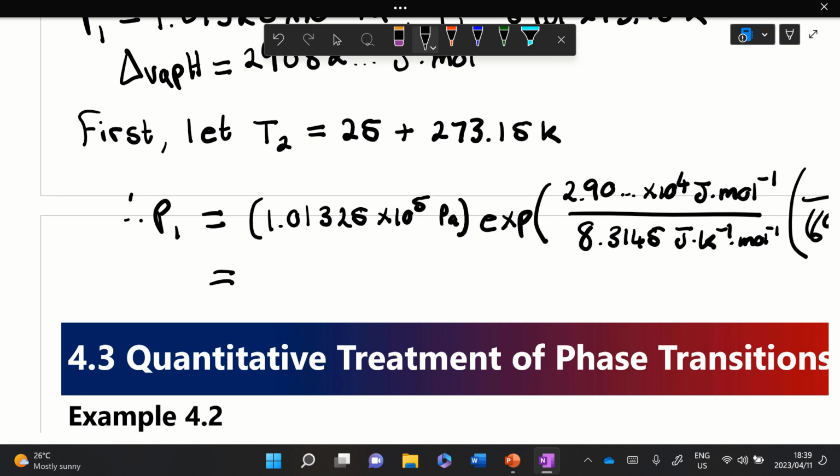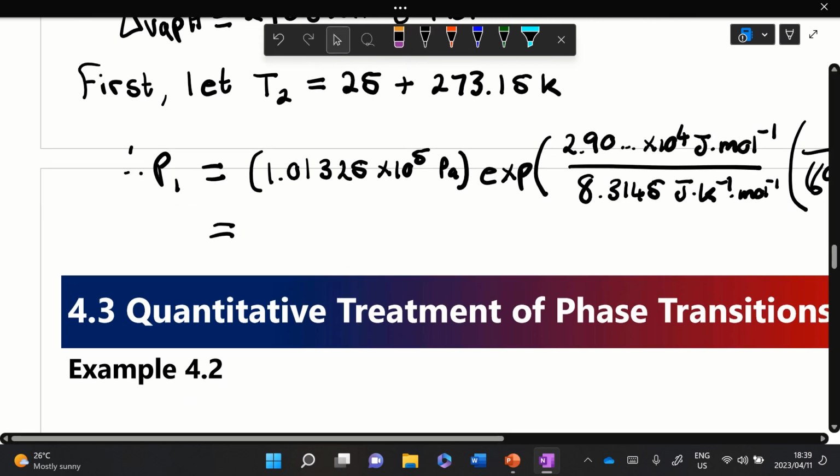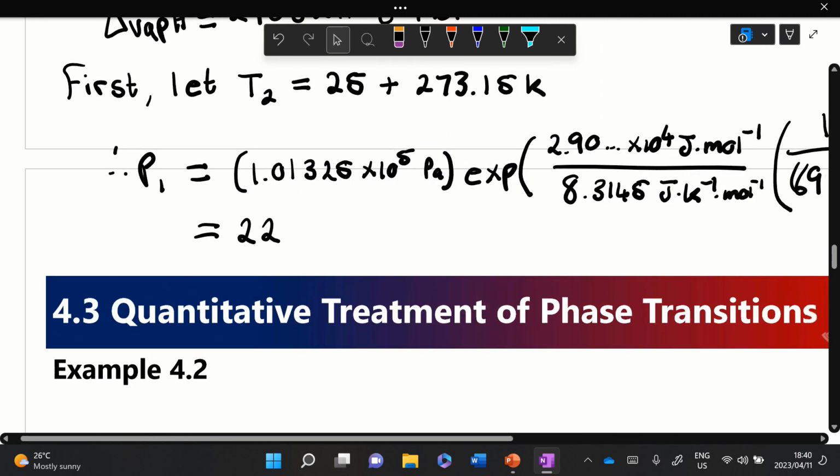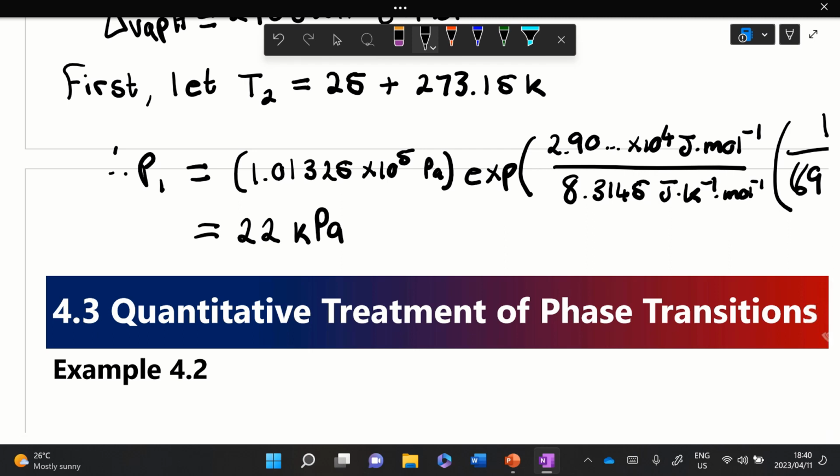You should get a value in the end of 22 kilopascals, which rounds off to 22 kilopascals. Okay, actually not 22 kilopascals, we need to include another significant figure there. So now I just wiped it out. Oh, goodness sake. 1.01325 times 10 to the power 5.